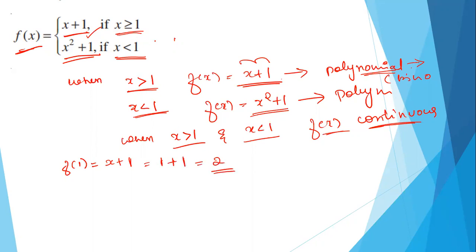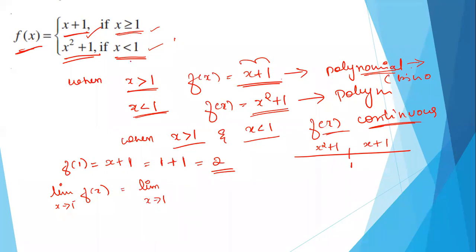Now here you need to find the left hand limit as well as the right hand limit, because the function is splitting, isn't it? When x is less than 1, you have x square plus 1, and when x is greater than 1, you have x plus 1. So what will be the left hand limit? When x is less than 1, the function is x square plus 1. That will be nothing but 1 plus 1, that is equal to 2.